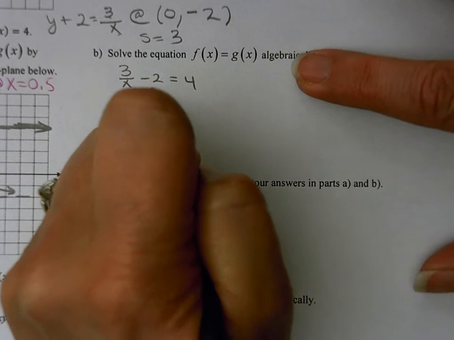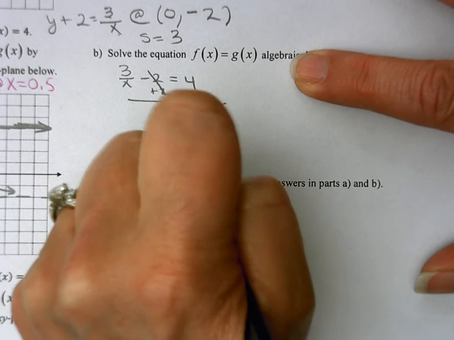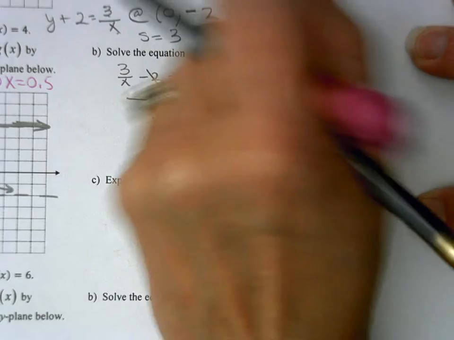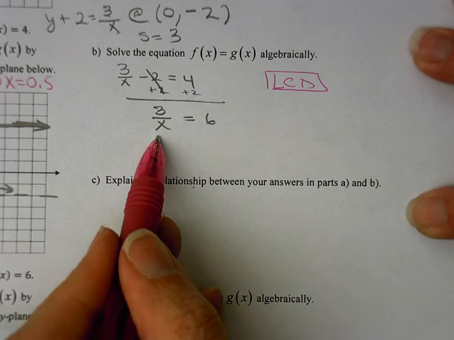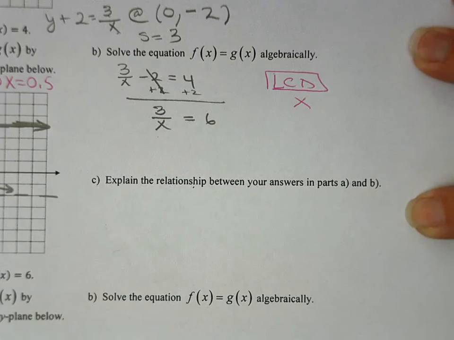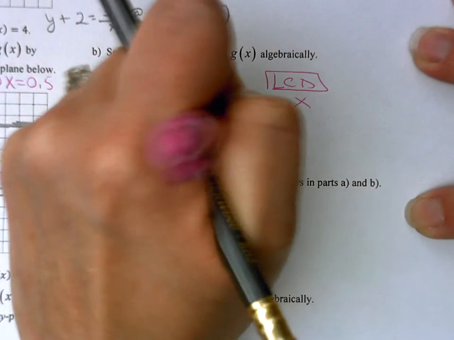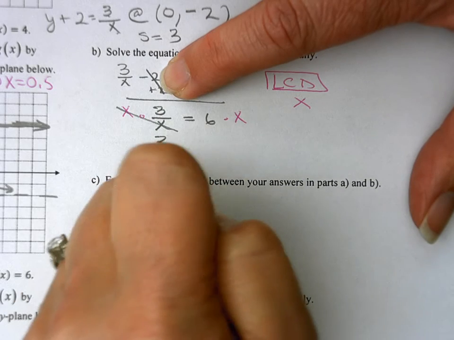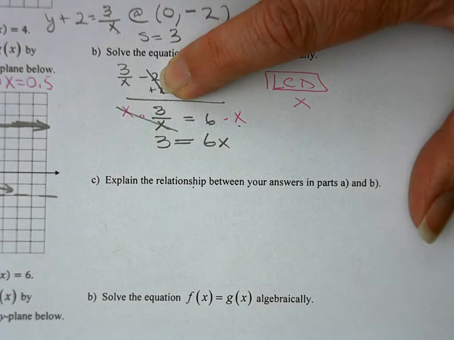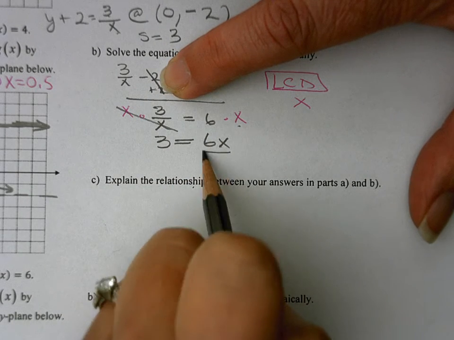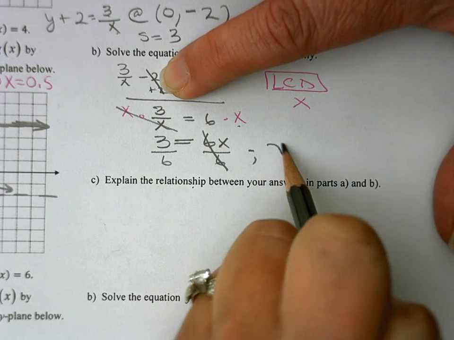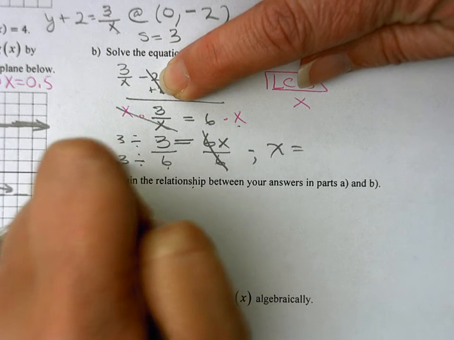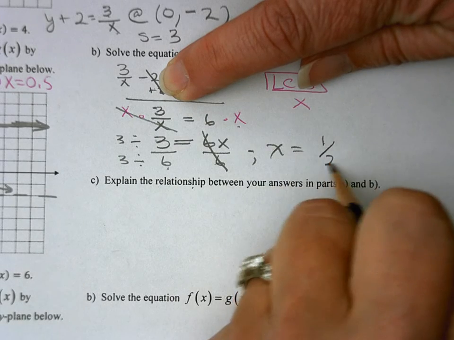So I'm going to add 2 over to the other side first. And then I want to look for my lowest common denominator. The only denominator I have is x, so that's got to be my lowest common denominator. And then I want to multiply both sides by x. So then x over x would cancel, and I'm left with just 3. And then 6 times x is 6x. And then to isolate the variable, I'm going to divide both sides by 6. So x equals 3 over 6, but I know I can reduce that, so I can divide the top and the bottom by 3. So 3 divided by 3 is 1, and 6 divided by 3 is 2. So it looks like x equals 1/2.